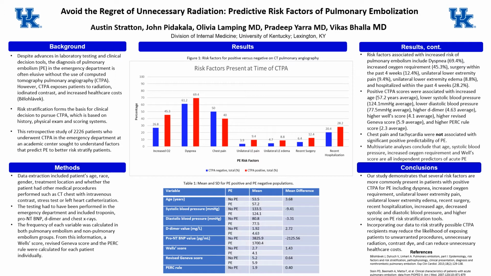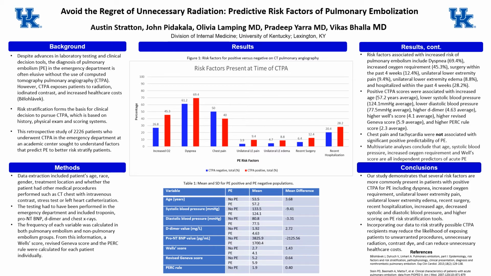Compared to their negative cohort, the PE positive patients were also more likely to be older, to have lower systolic and lower diastolic blood pressure, and to score higher on the Well score, revised Geneva score, and the PERC rule scores. Interestingly, chest pain and tachycardia were not associated with significant positive likelihood for the presence of PE.